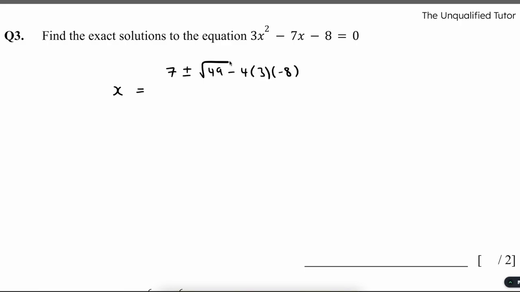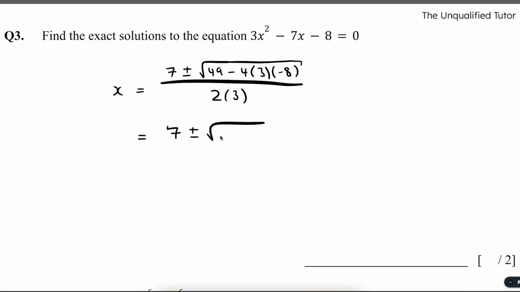Now most people mess up with this bit of the calculation here, all over 2a. So 2a is 2 times 3. So this minus minus cancels out and it means a plus. So all of this is getting added to 49. So we get 4 times 3 is 12, times 8 is 96. 49 add 96 is 50 add 95, which is 145. So we end up with 7 plus or minus root 145 over 6.